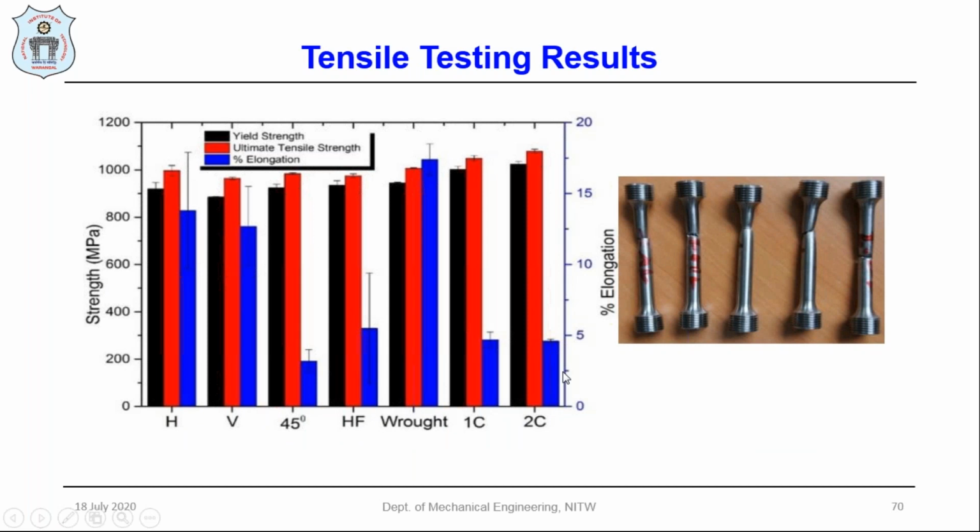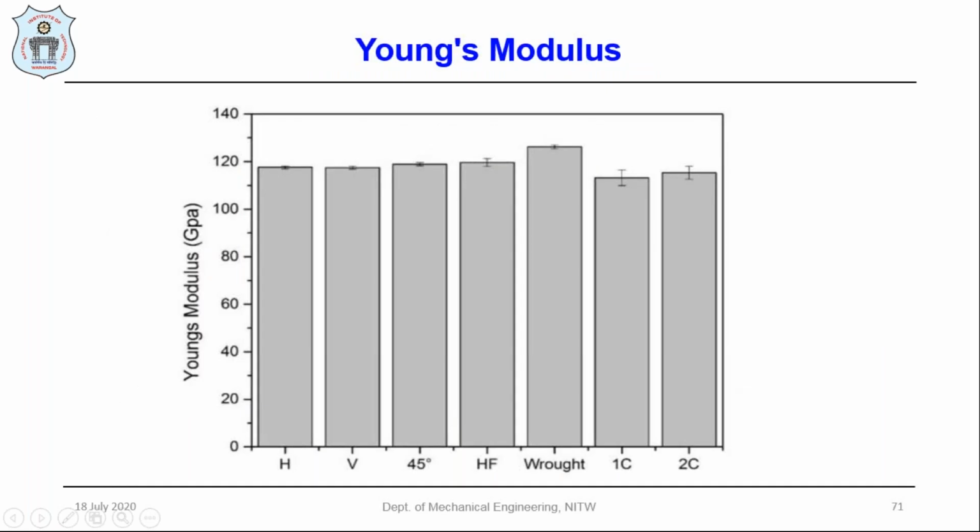You can see here the tensile difference between the fabricated components, with samples extracted from the rectangular blocks. The mechanical properties are almost the same as the wrought alloys. The only thing is the elongation is very poor when you go for the 45-degree inclination or for the repair components, even though the Young's modulus is almost the same in all the components, comparable with the wrought alloy materials.